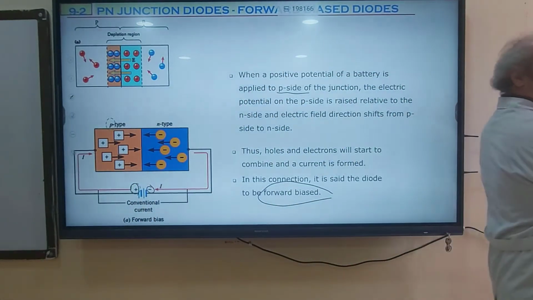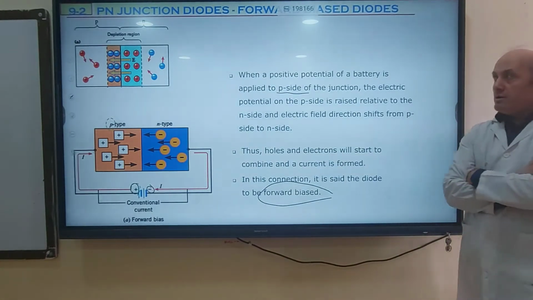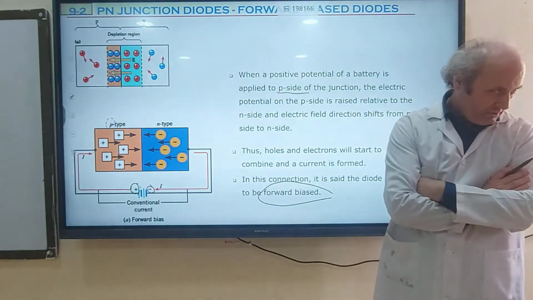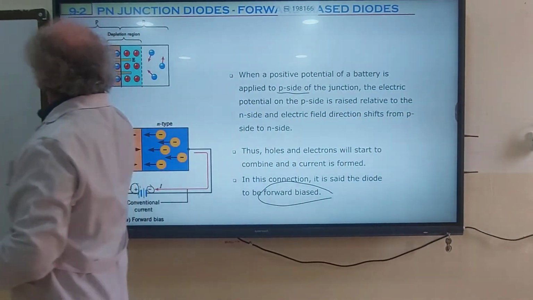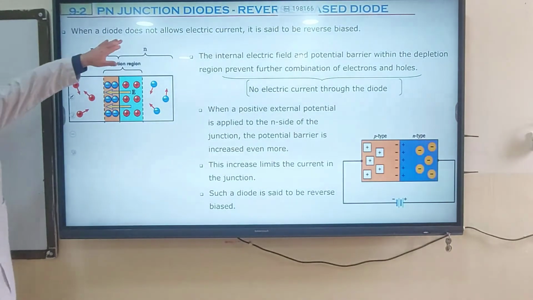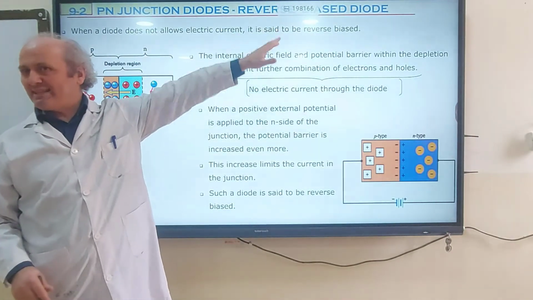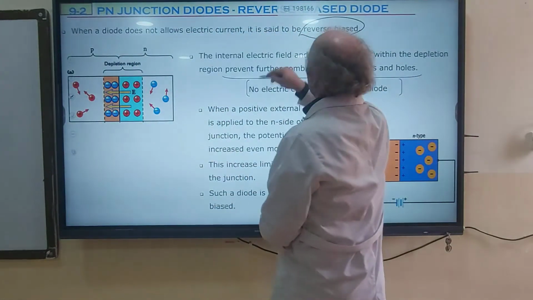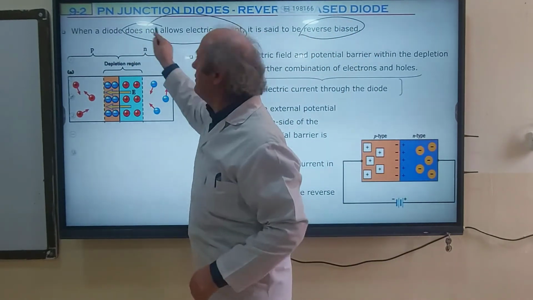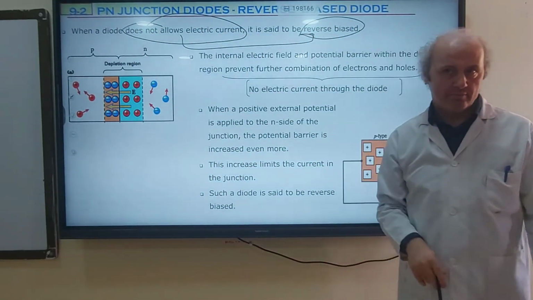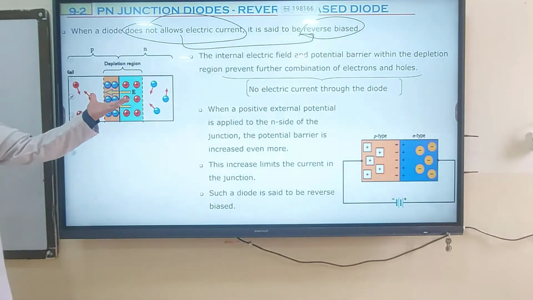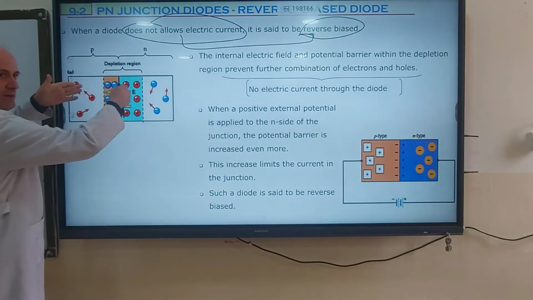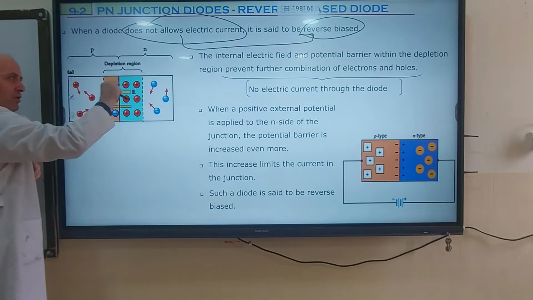But diodes also stop electric current in the opposite direction. How does this happen? Now we'll talk about this. When a diode does not allow electric current, it is said that this diode is reverse biased. Reverse bias means it does not allow electric current. Normally, in this situation, a PN junction has a tendency of no further combination of positive holes and electrons.